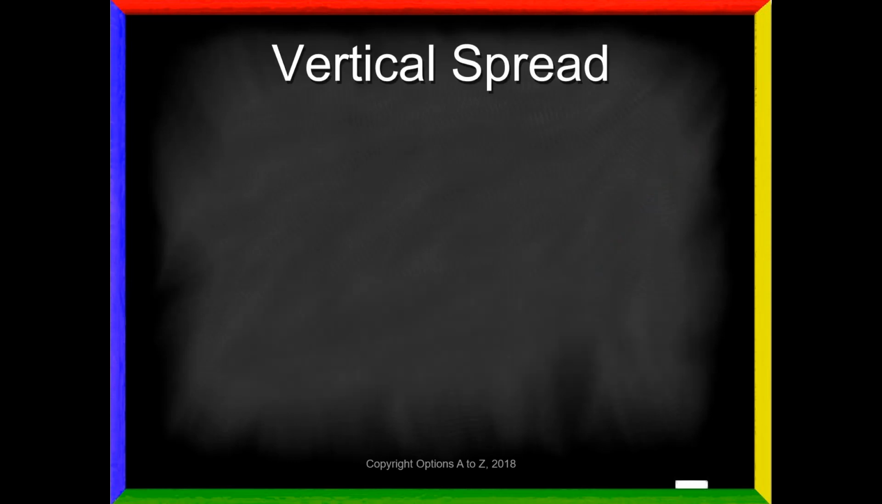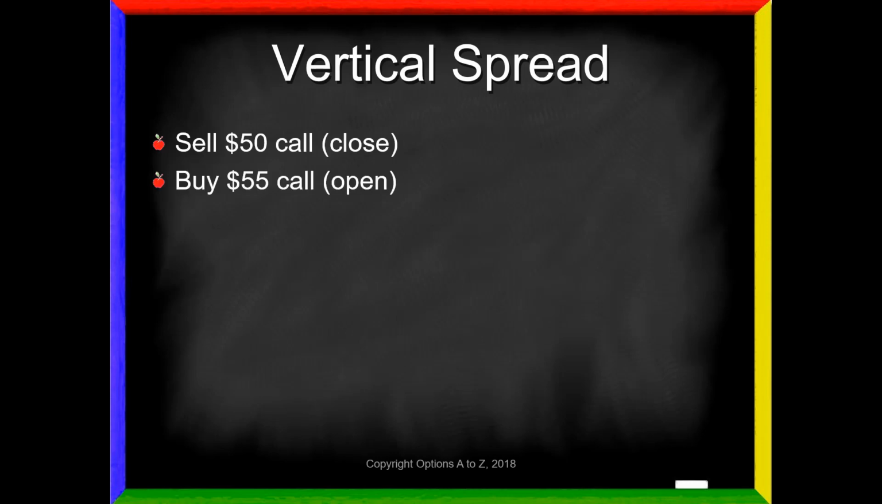So when I do those rolls, I always want to use a vertical spread. And a vertical spread, again, is just 2 orders in there, but it's done as a package deal. So on that first roll, I might sell that $50 call. Keep in mind that would be a closing order. And I would simultaneously buy the $55 call. That would be an opening trade. And we would say that is selling the 50-55 vertical spread.